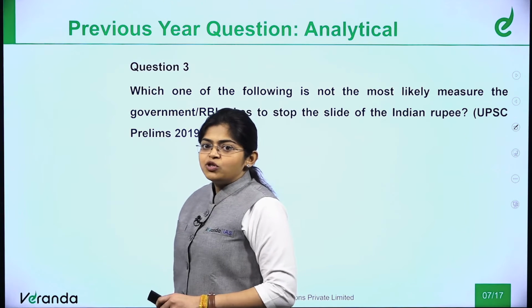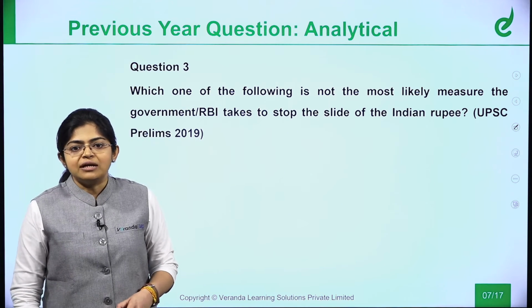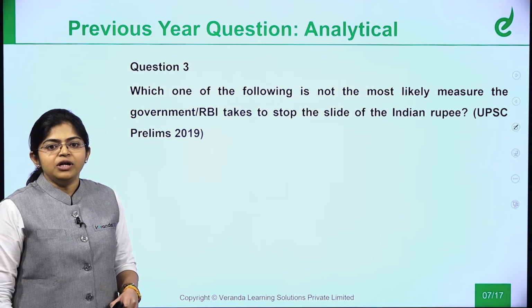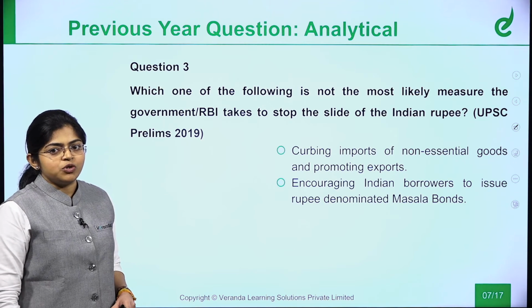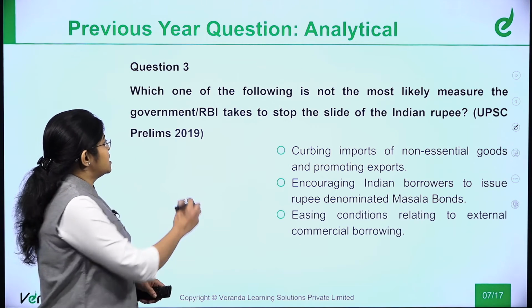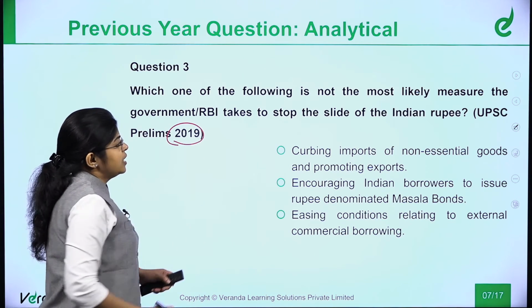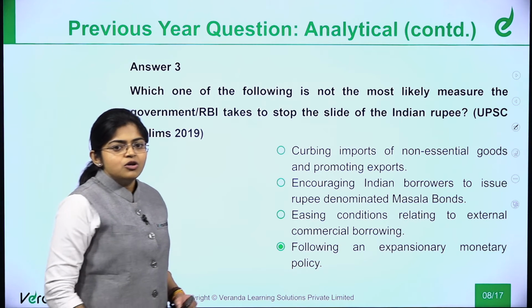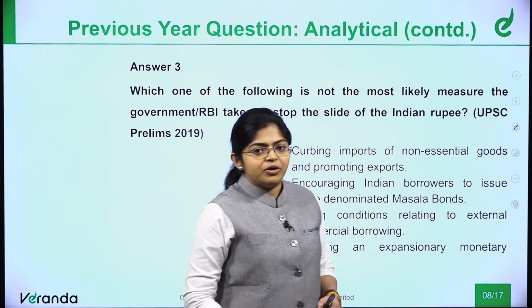The next is: which one of the following is not a likely measure the government or RBI takes to stop the slide of the Indian rupee? Again it is a previous year question, asked in 2019. Okay, it is a current affairs based question. Again it is completely application oriented, so you need to keep a watch on what is happening around you.